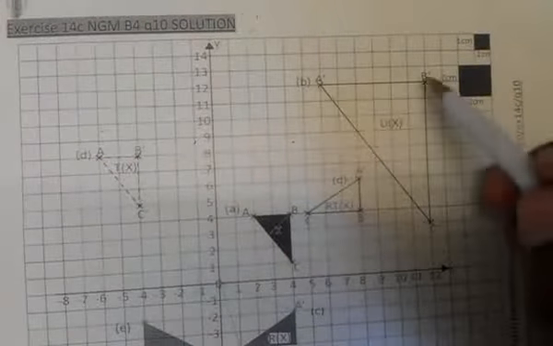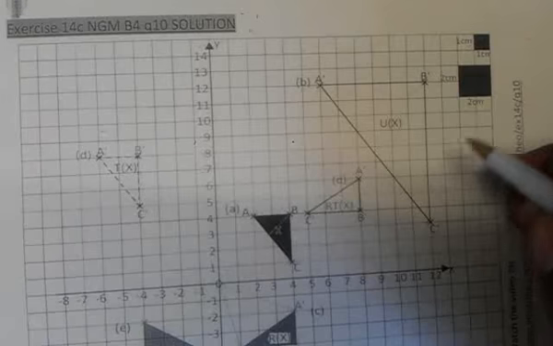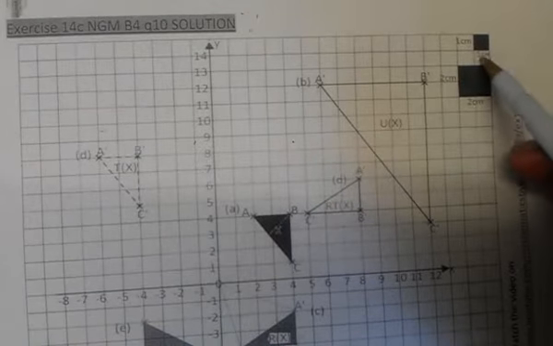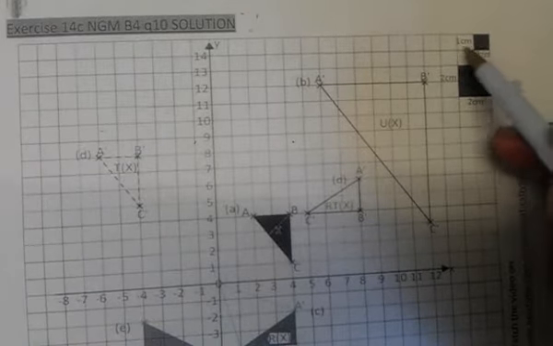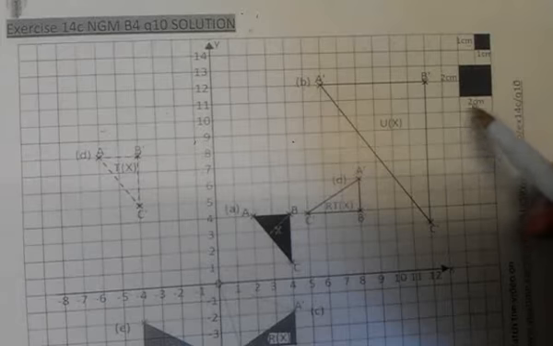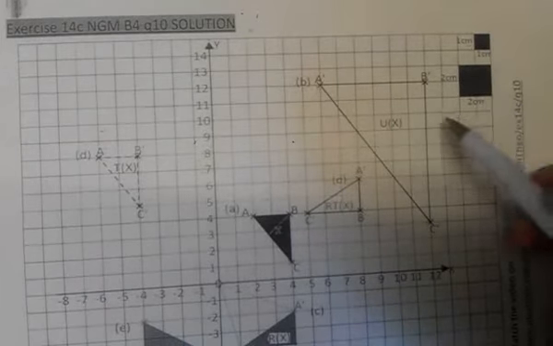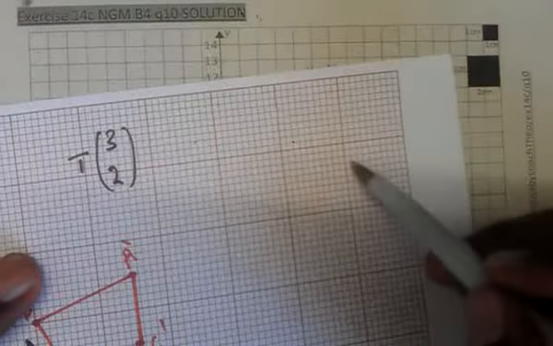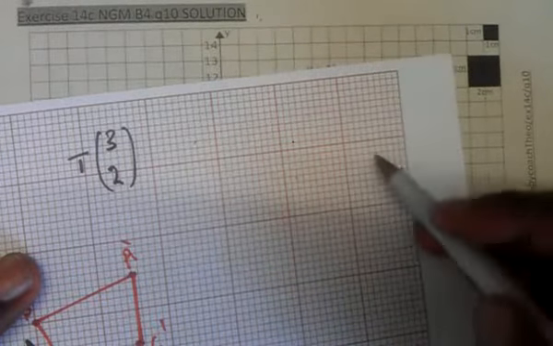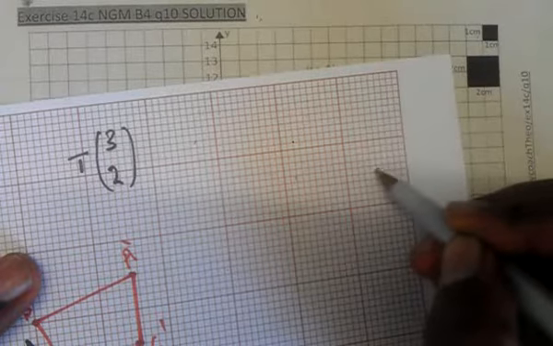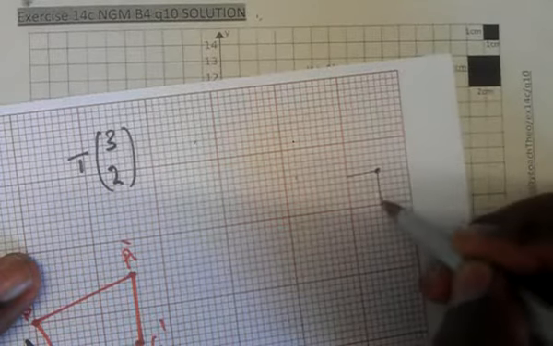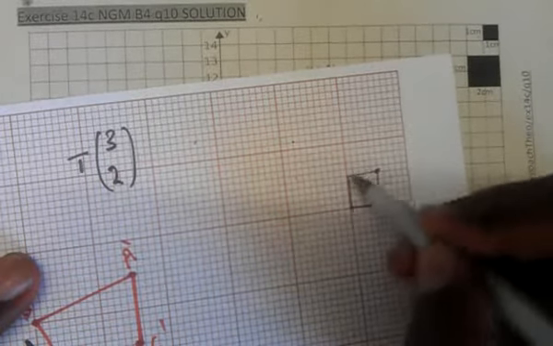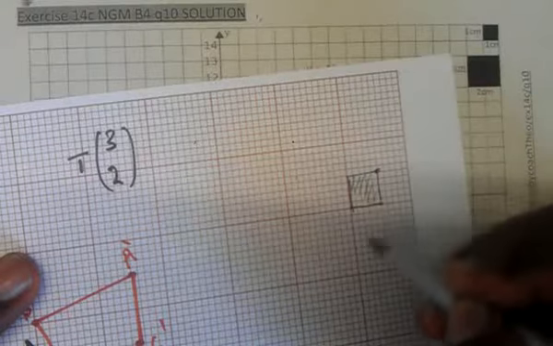Now draw and label the triangle UX. I'm going to draw. What am I going to draw? I'm going to use the graph box. One box can represent 1 centimeter. Maybe you want to use a graph paper. Each box is 2 by 2, or each box is 1 by 1.